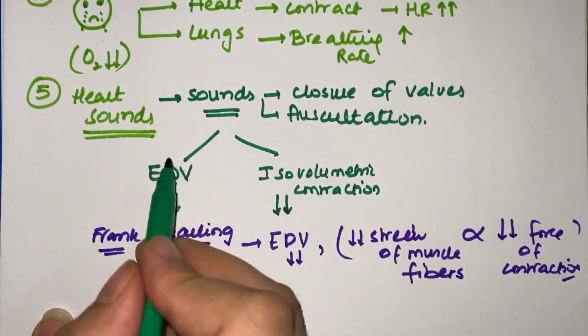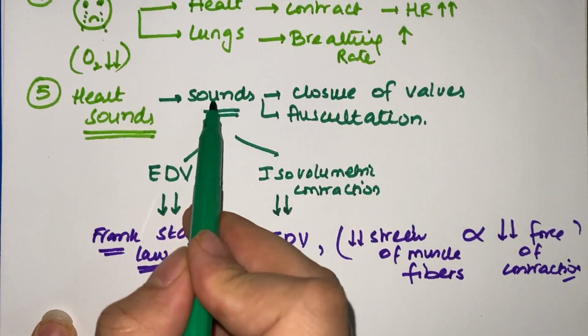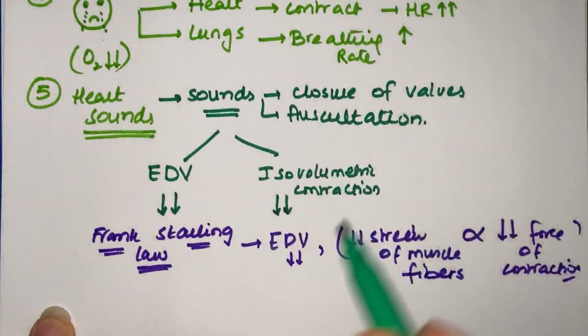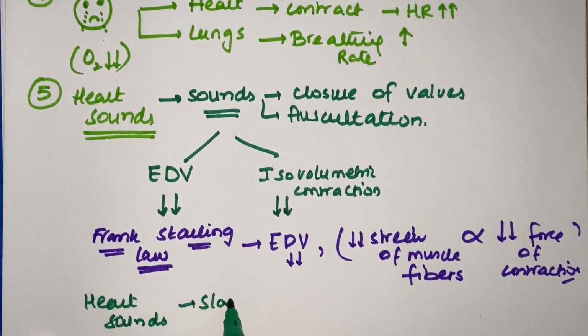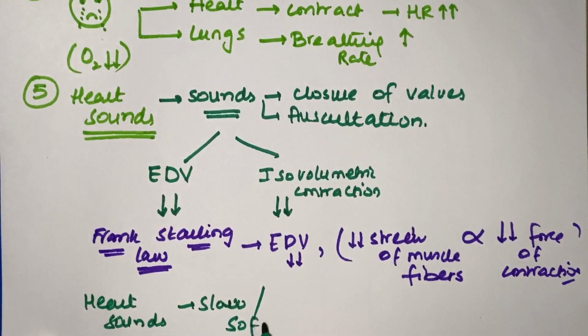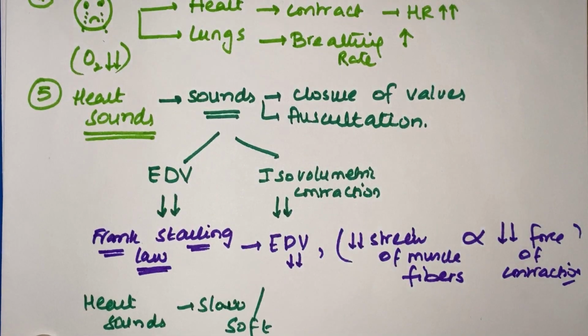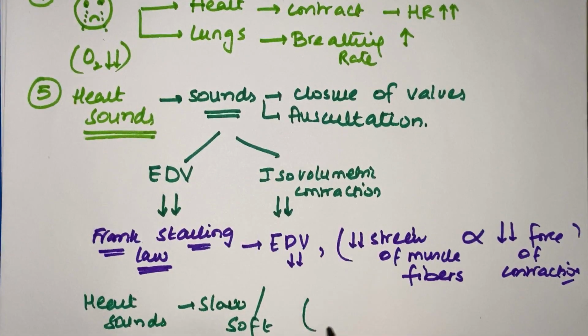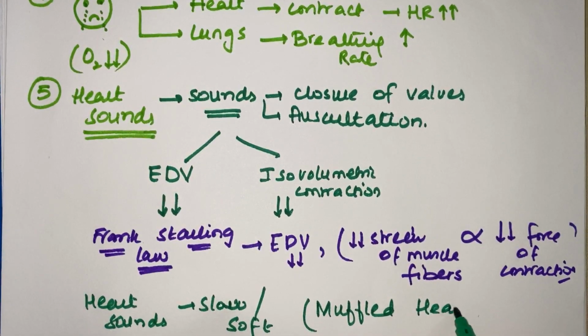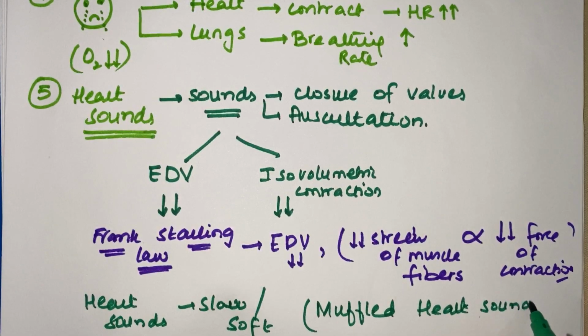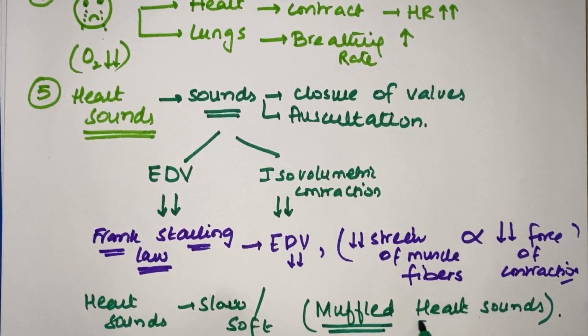And now when both the factors determining the sound are reduced, the net result is that the heart sounds are slow, you can say they are soft, and the most appropriate term here is that we hear muffled heart sounds, and it is very important here.